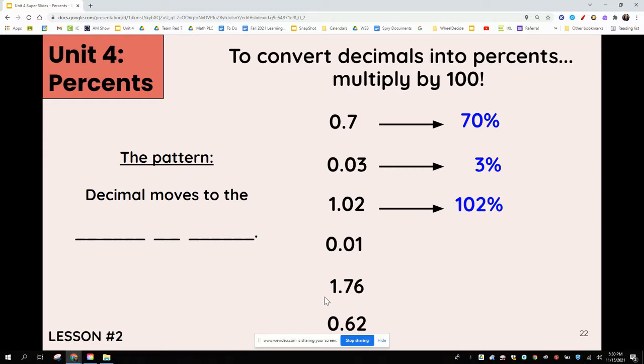So the pattern here is the decimal moves to the right 2 times. Sorry, my dogs are kind of tap dancing in the background.